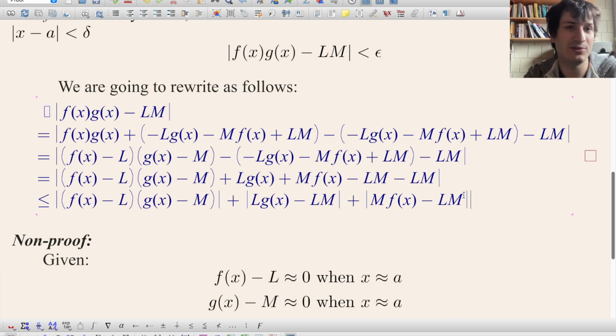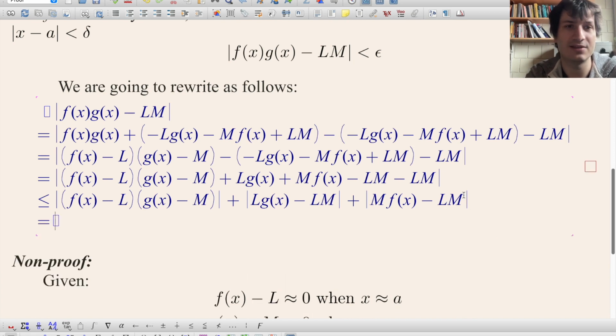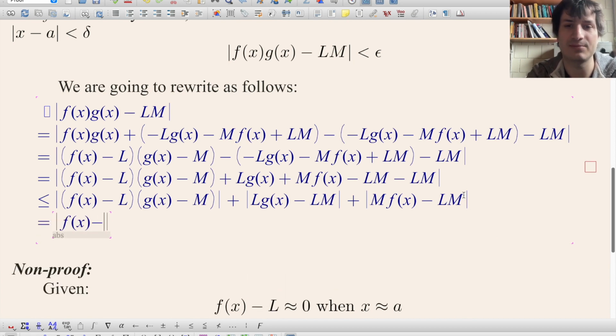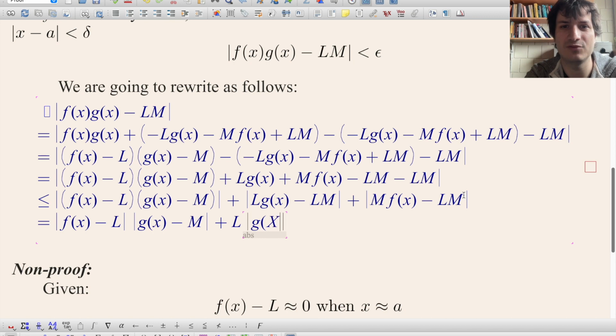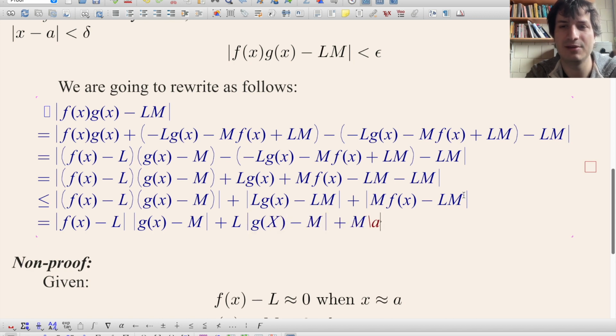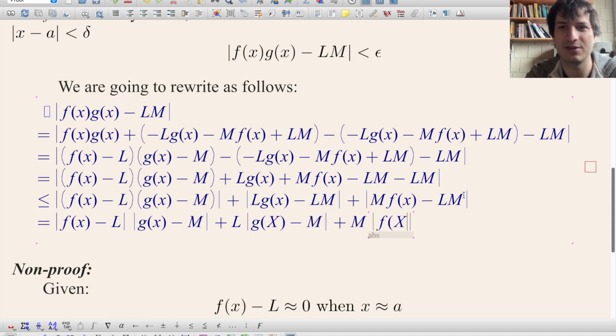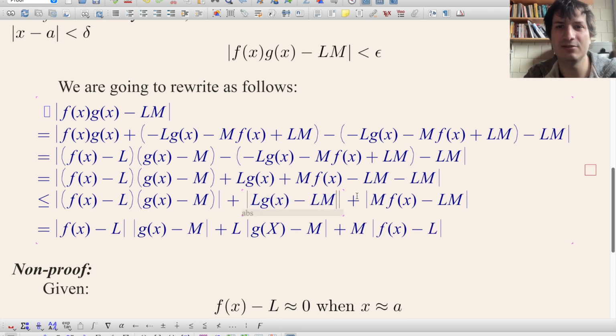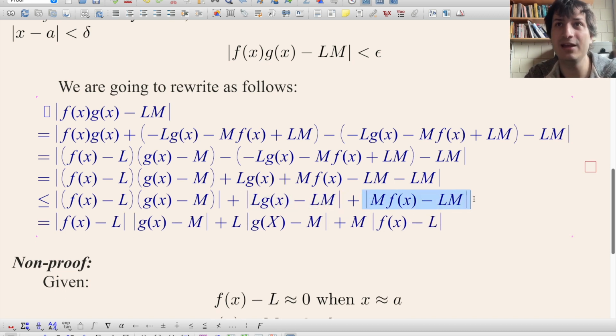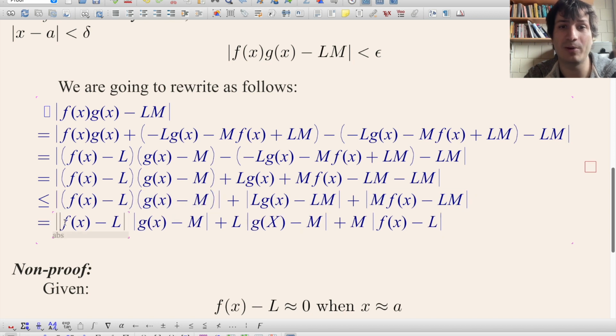I'm going to do a little bit more simplifying, and I'm just going to write that this is the absolute value of f of x minus L and the absolute value of g of x minus M. And then over here, I'm going to do plus L times the absolute value of g of x minus M plus M times the absolute value of f of x minus L. Okay, so I factored out an L from this guy, I factored an M from that guy, and this guy I factored as two parts.